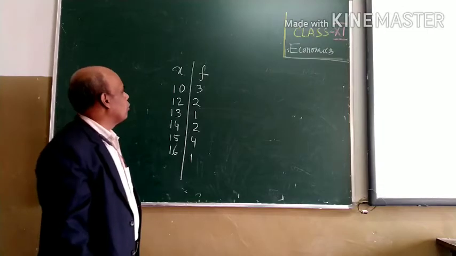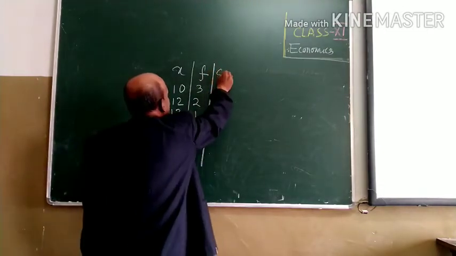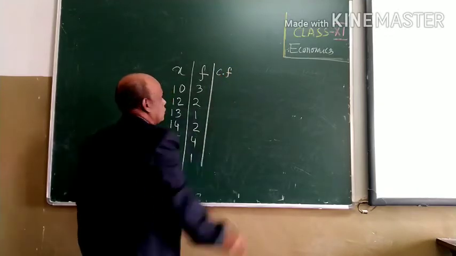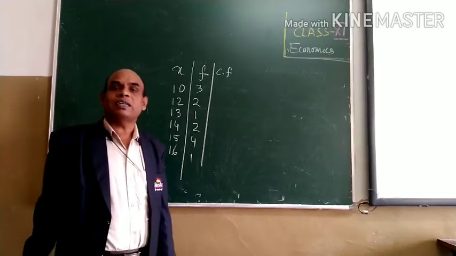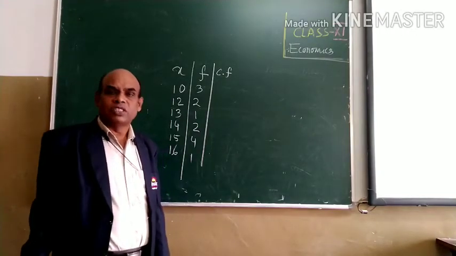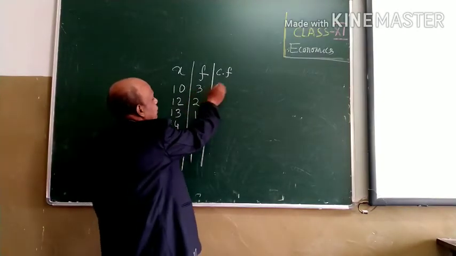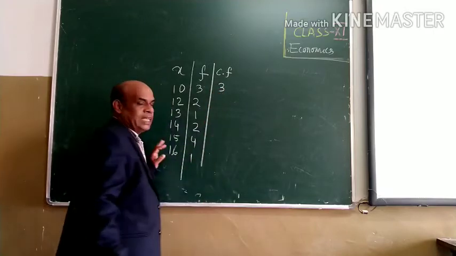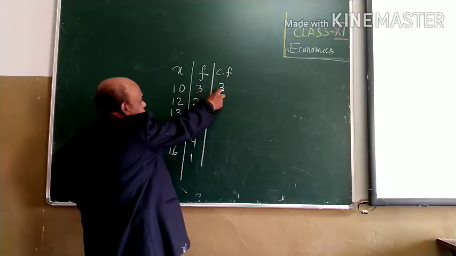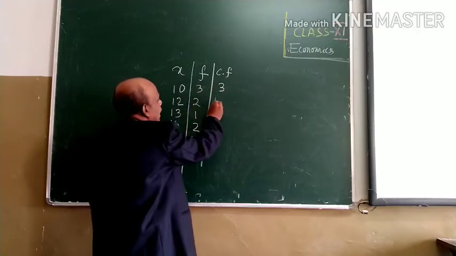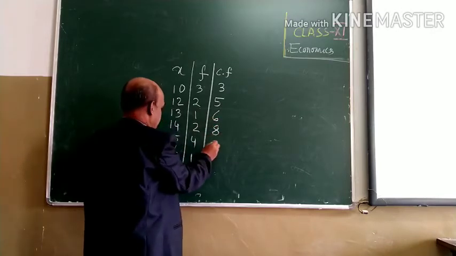So you have to remember another column you have to construct, that is called CF. CF means cumulative frequency. So these 3 will be here 3. Always remember the first will be the same. Then these 3 added with 2 is 5. This 5 added with 1. Like this it will come.